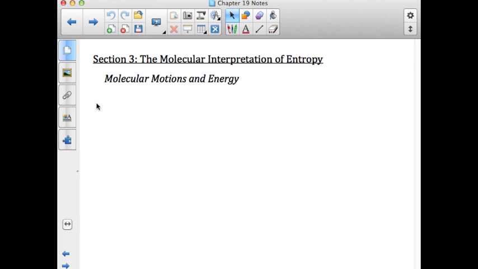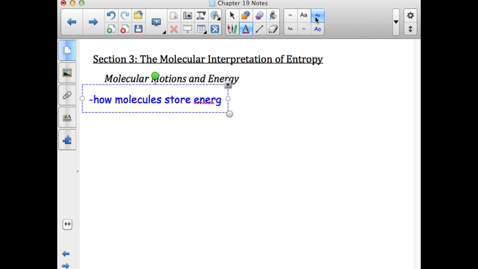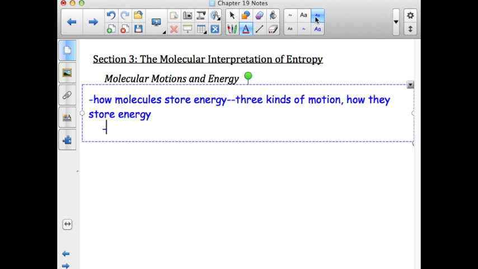So we talked about yesterday with entropy being the amount of randomness or disorder that something has. The more disorder, the higher the entropy. So we're going to look at how molecules store energy. There are 3 kinds of motion for molecules and how they store energy. You have translational, which means that the entire molecule moves.